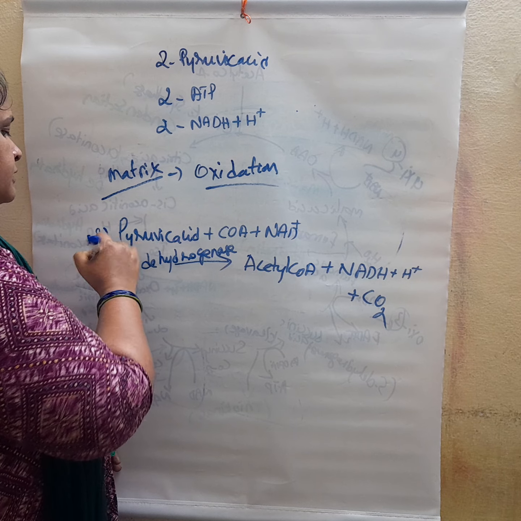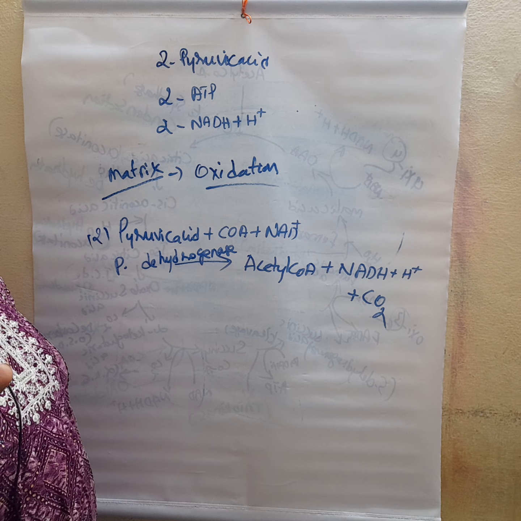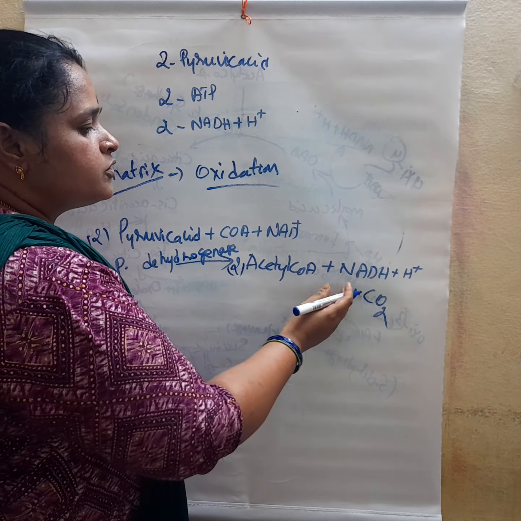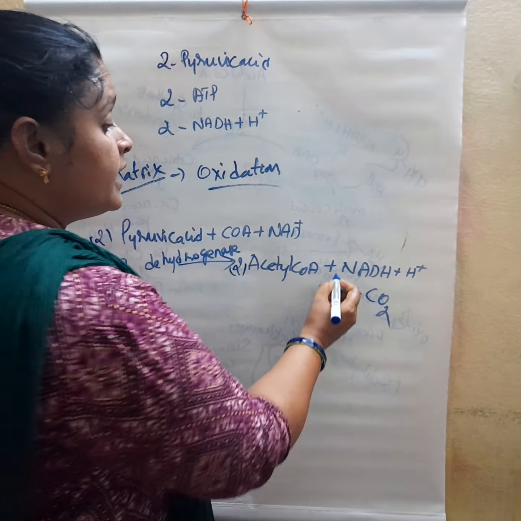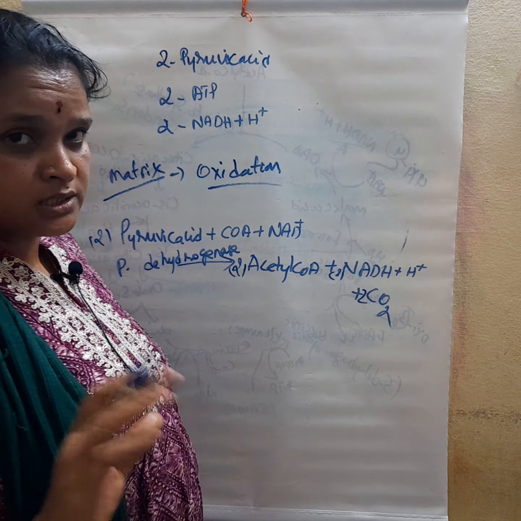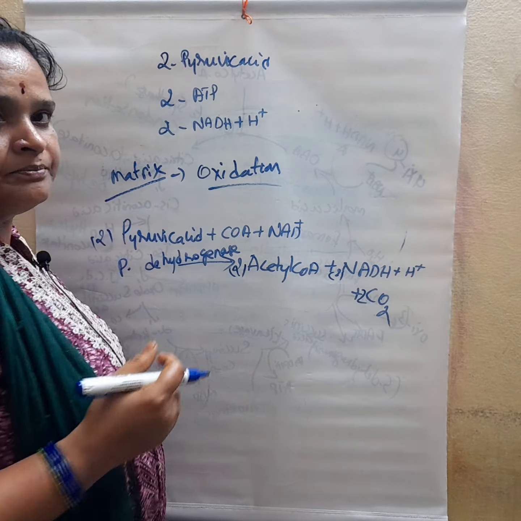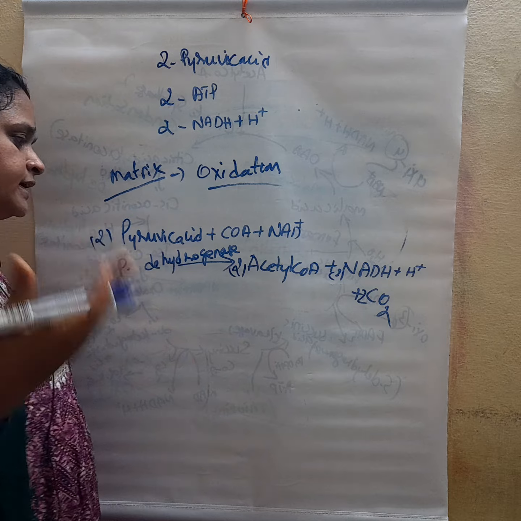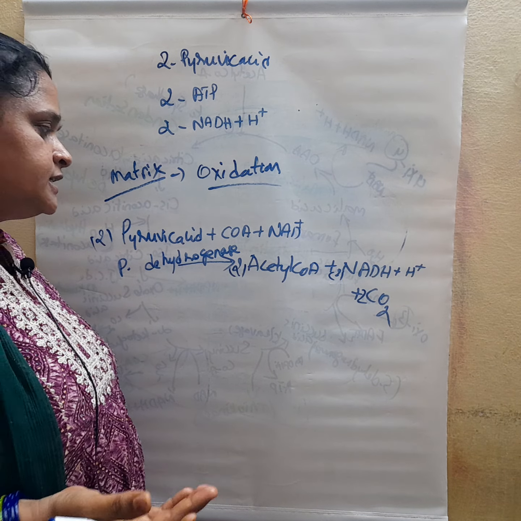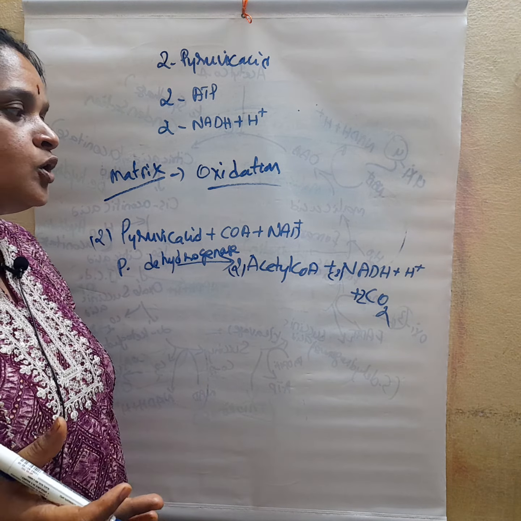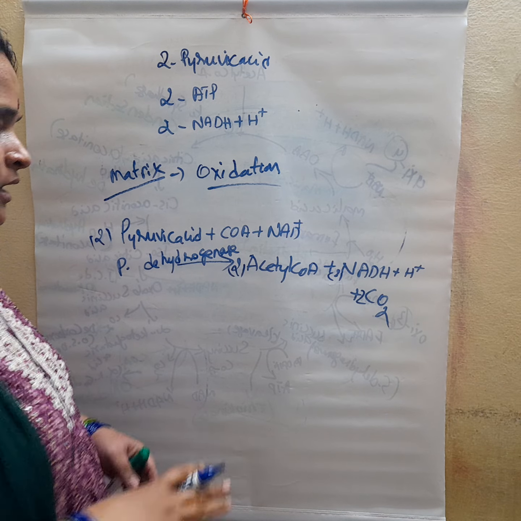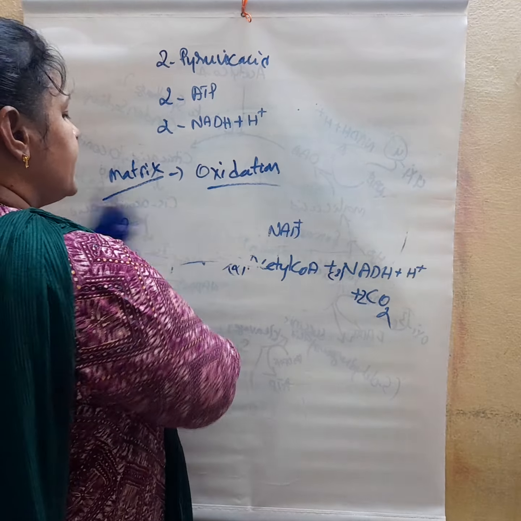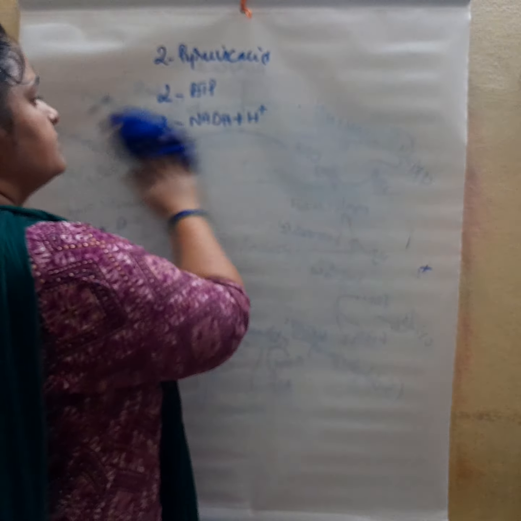Here, how many molecules of pyruvic acid? Two molecules of pyruvic acid enter the matrix of mitochondria, forming two molecules of acetyl-CoA, two molecules of NADH plus H plus and two molecules of CO2. This is the first step of pyruvic acid: it undergoes decarboxylation and dehydrogenation, that is oxidation, forming acetyl-CoA and NADH plus H plus. Now it enters another process called the tricarboxylic acid cycle.